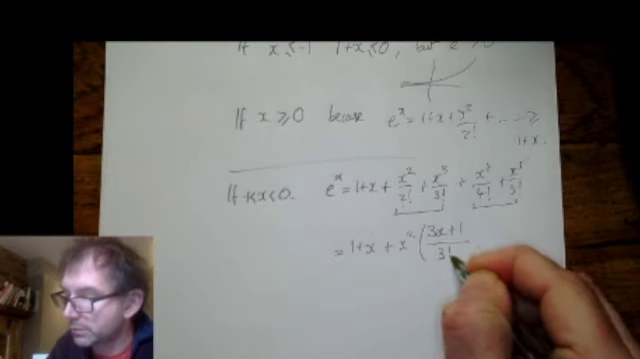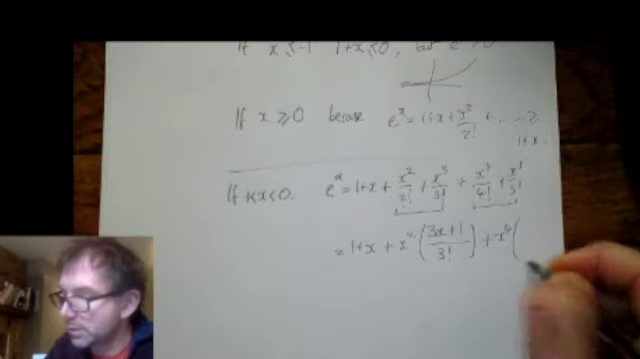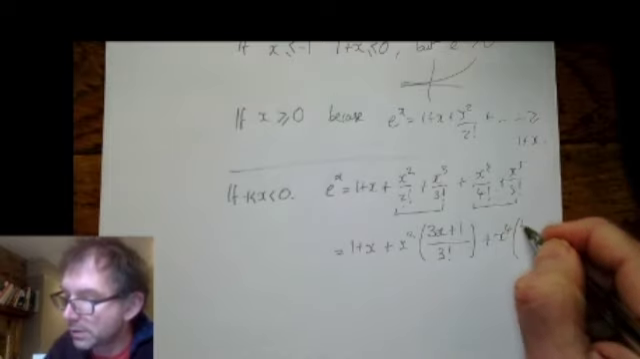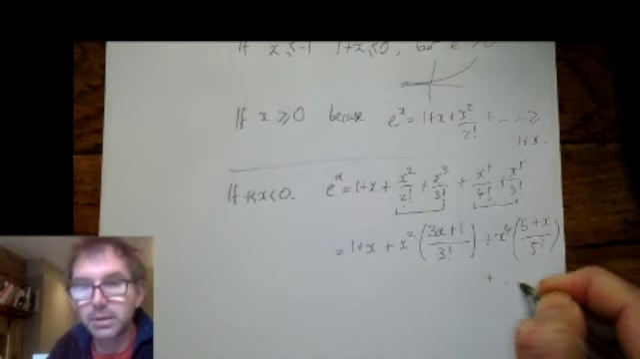over 3 factorial. And this is x to the 4 into, again, I'm going to get a 5 if I put a 5 on the top and the bottom. That's going to give me 5 plus x over 5 factorial plus dots.